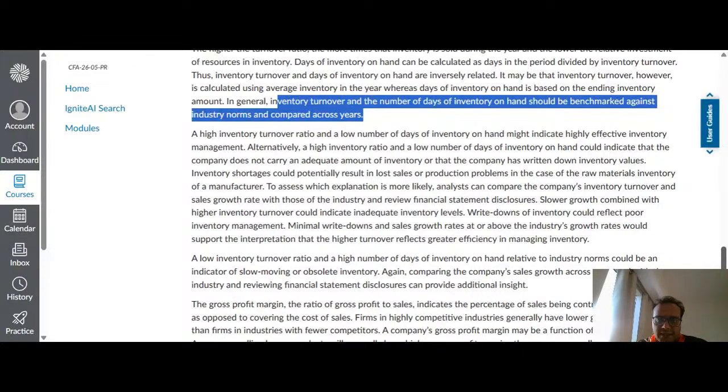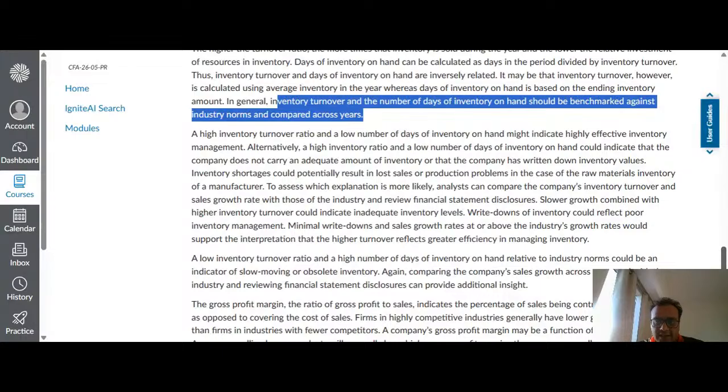To assess which explanation is more likely, analysts should compare the company's inventory turnover and sales growth rate with those of the industry and review the financial statement disclosures. Slower growth combined with higher inventory turnover, if the market is moving slowly and you have a higher inventory turnover, would indicate inadequate inventory levels. Write-downs of inventory could reflect poor inventory management.